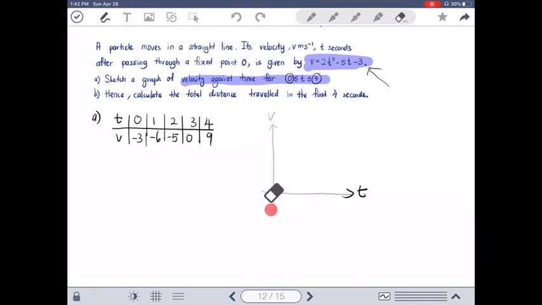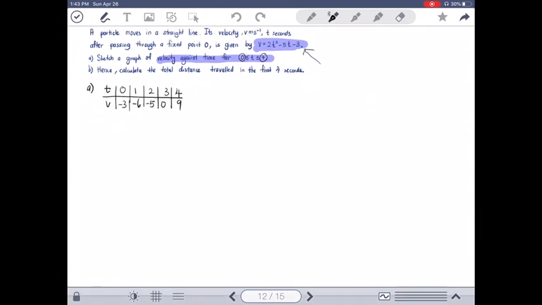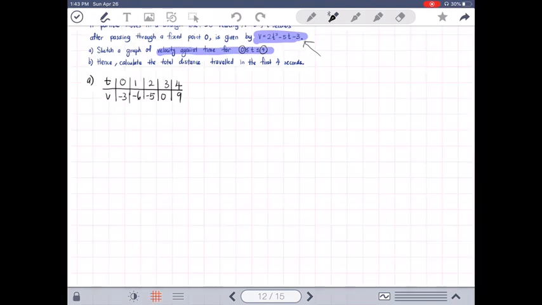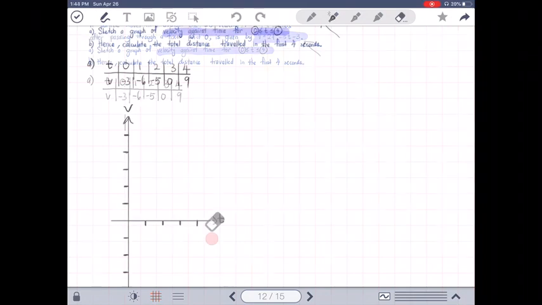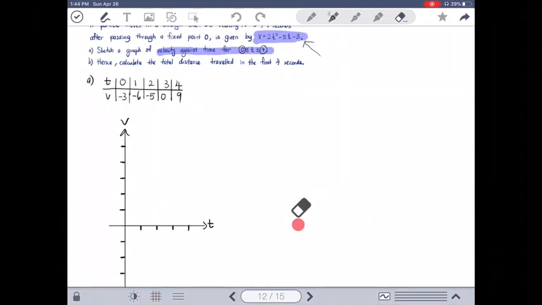Now, since we already have the table, we can sketch the graph or draw. Draw means that you need to use a good scale, a real scale. Say the maximum value of v is 10. So now I've done the scale. We plot the points: 10, 8, 6, 4, 2, 0, negative 2, negative 4, negative 6. So 1, 2, 3, 4 seconds.